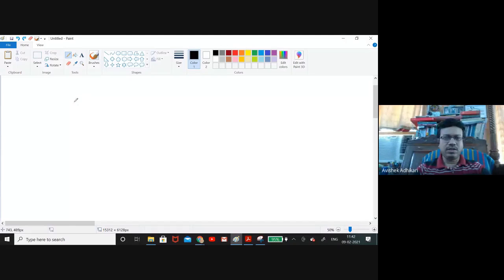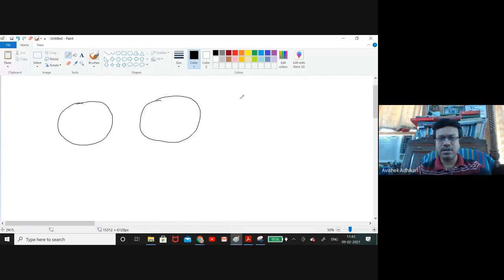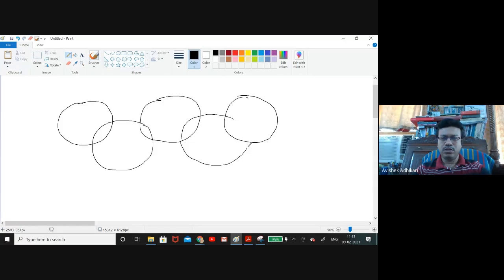So let us consider the Olympic rings. We know that in the Olympic rings we have five rings and they are interconnected, right? So we consider five such rings. Now, since we are considering graph theory, we consider the junctions as the vertices and the remainings as edges.